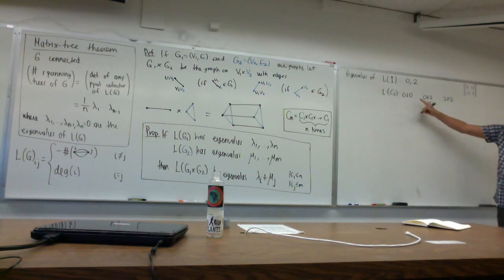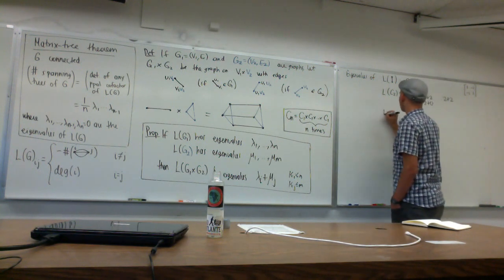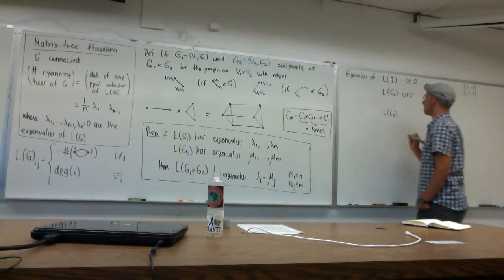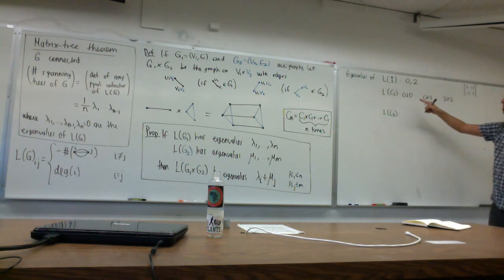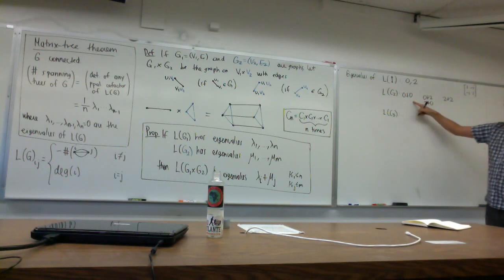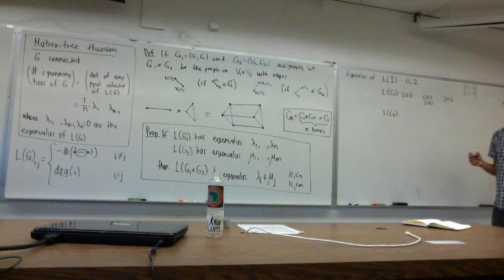So they're 0, 2, 2, and 4. Now what are the eigenvalues of the next one, L of C3? Well, C3 is the product of C2 with an edge. So I'm supposed to take one of these guys and add them to one of these guys in every possible way. So what do I get?